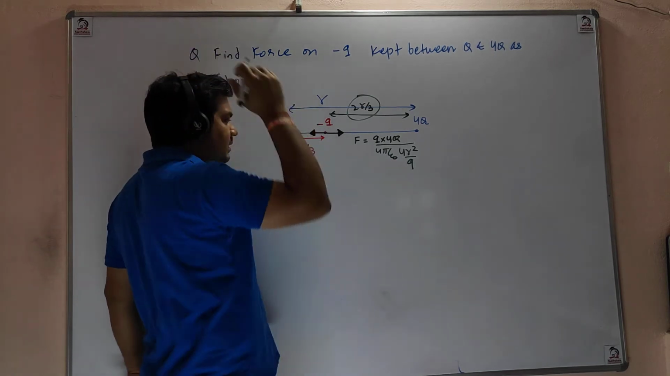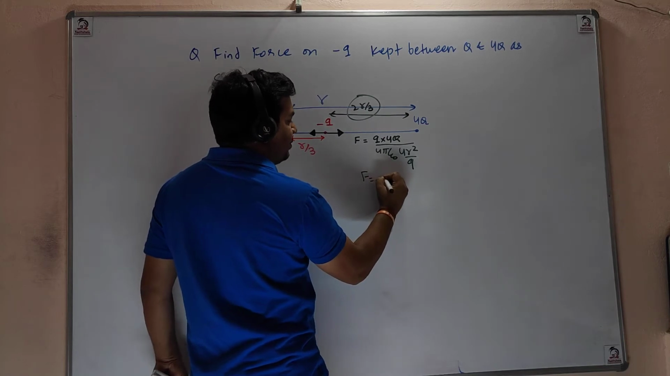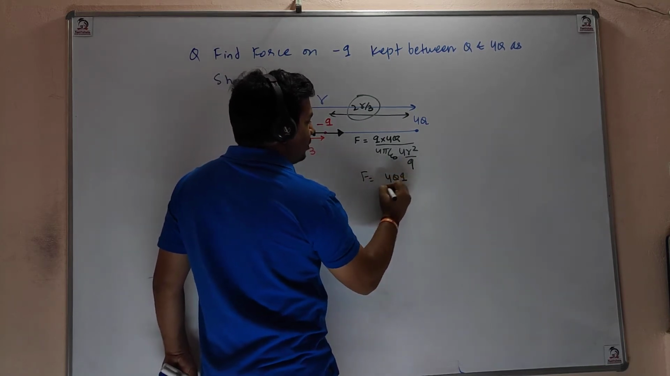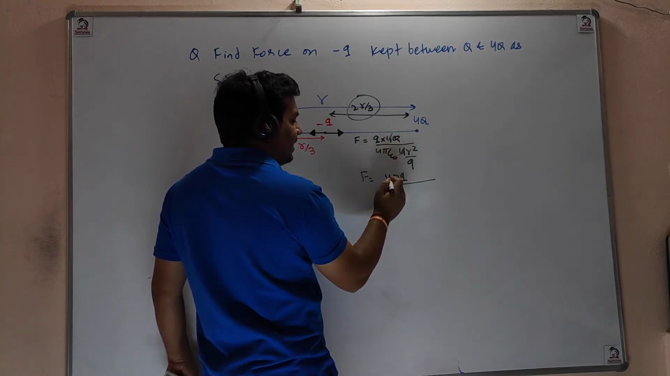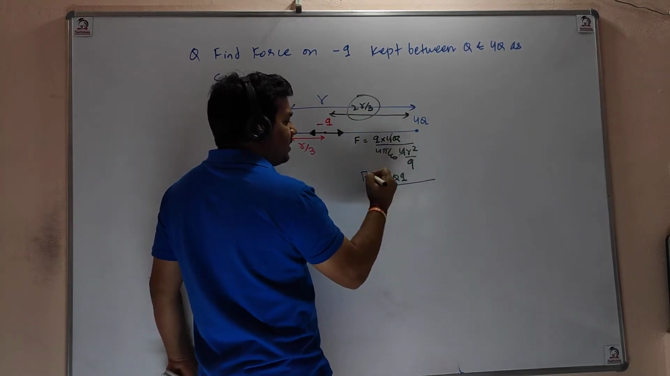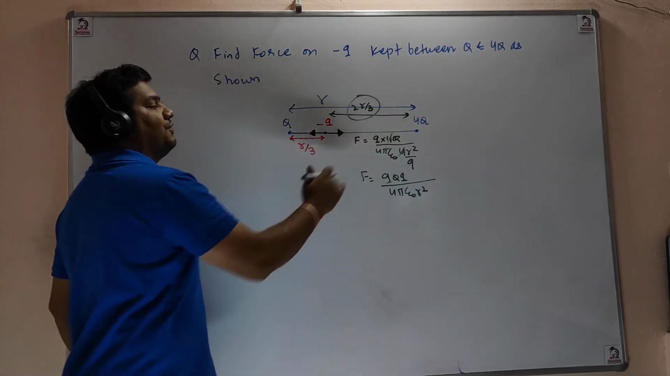Agree? So you will get F is equal to 4 capital Q small q, the 4 will get cancelled, right? 9 will come here, 9 4 pi epsilon naught r square. So this is the right hand side force.